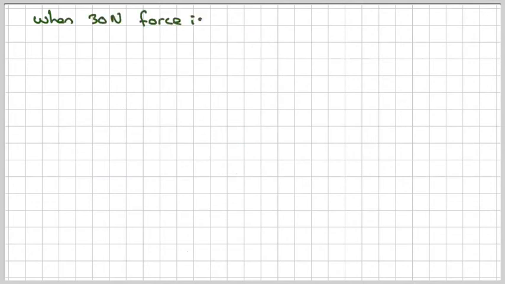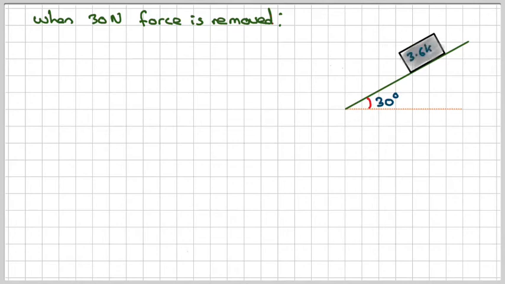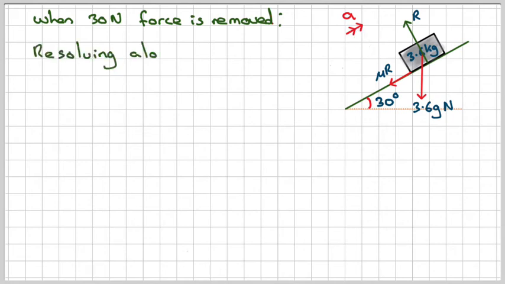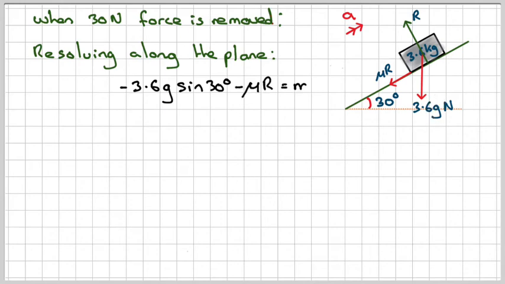Right, when the 30 newton force is removed, the diagram becomes this. So the friction, which is constant, will act downwards. There'll be no force here, there'll be weight acting against it, and there'll be an R, and there'll be a new acceleration. So if we resolve along the plane, we've got nothing going this way, so we've got minus 3.6g sine 30, which is the weight component acting against it going up, minus mu R, because that's acting against it, is equal to mass times acceleration.